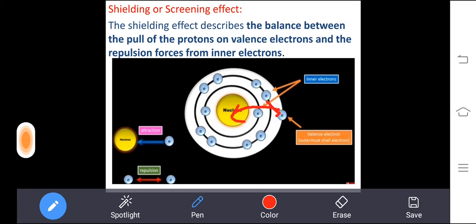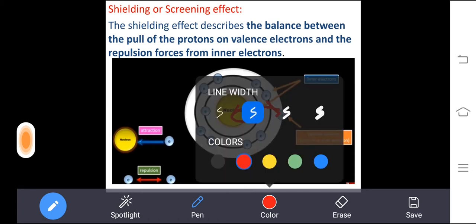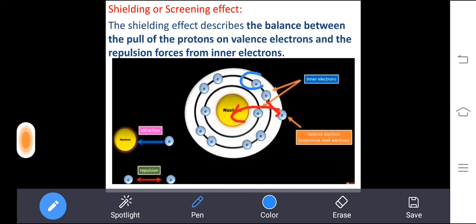It will attract the outermost electron. When it attracts the outermost electron, the electrons present in the inner shell, which I marked in blue color, will repel. When the nucleus attracts, this electron will come close, and when it comes close, electron repulsion will be there.